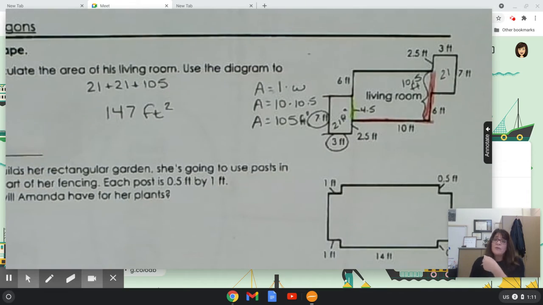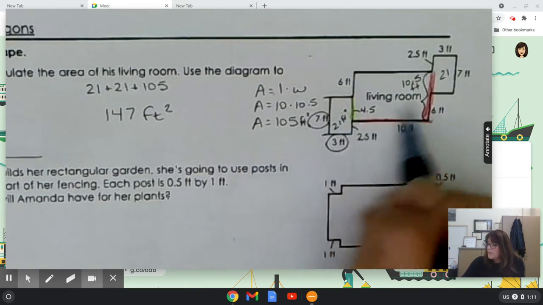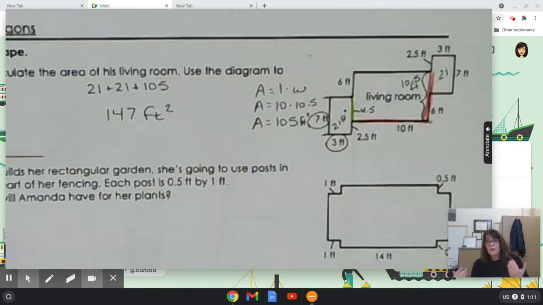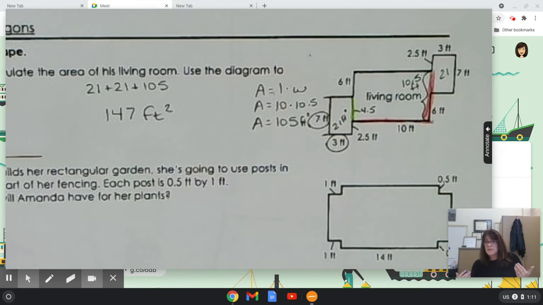Now, when you're making your Flipgrid, please label things, use color, learn from my mistake. I make mistakes too. You might as well learn from them.